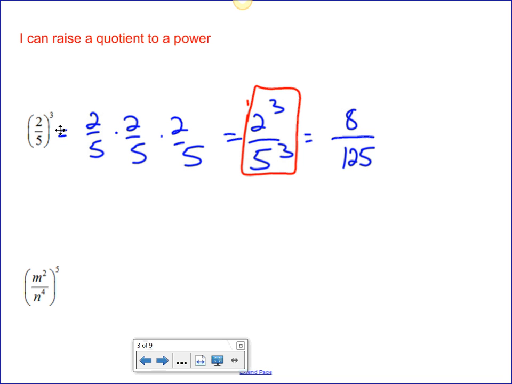But what I want us to focus on is this right here before I do my final simplification. And again, this is very similar to what we did with anything in parentheses. Everything in it gets raised to that power. So this 3 doesn't only apply to the 2, but that exponent also applies to the 5.